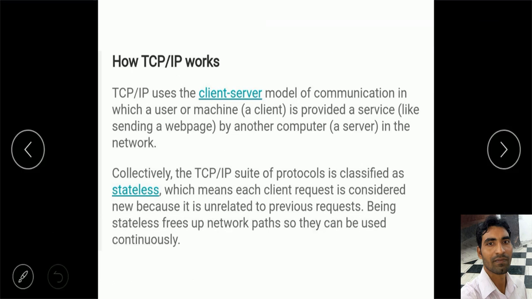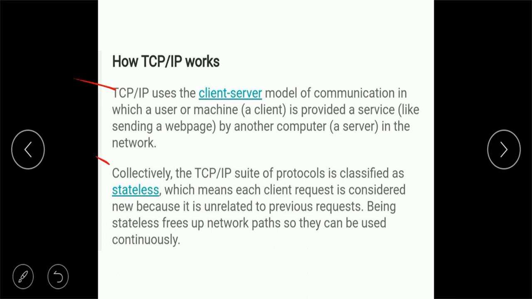how TCP/IP works. TCP/IP uses the client-server model of communication, in which a user or machine, that is a client, is provided a service by another computer, that is a server in the network. That means, simply, it is a client-server model of communication in which the client requests the services and the server provides the services to the client.